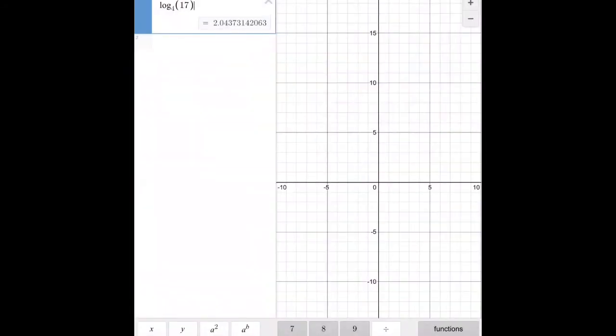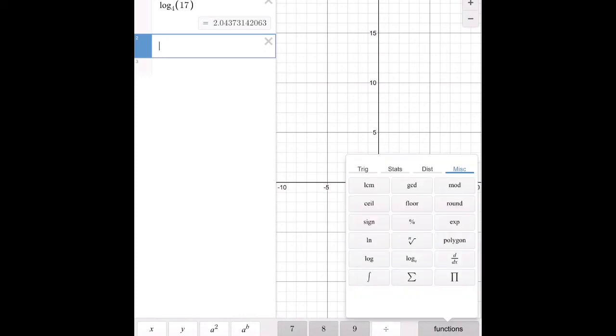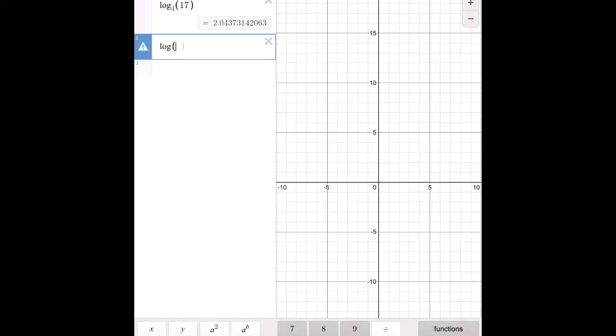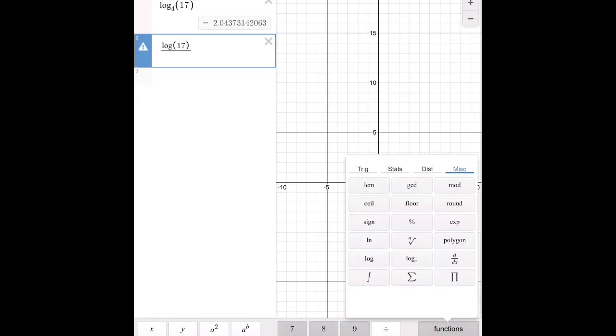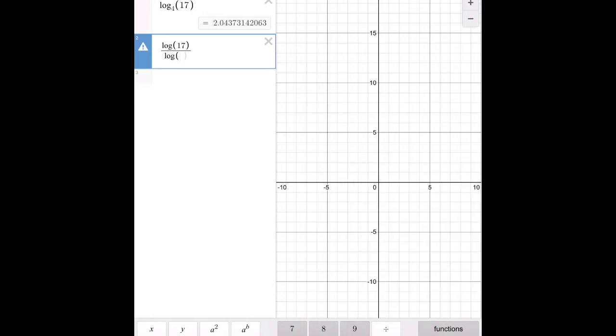All right, so to show you that change of base works, I pulled up Desmos and we have log base 4 of 17. So obviously we have technology that can deal with base 4. But let's say I didn't. If I just take the log of 17 and I divide that by the log of 4, notice how I get an equivalent answer, but I was in base 10, not base 4.